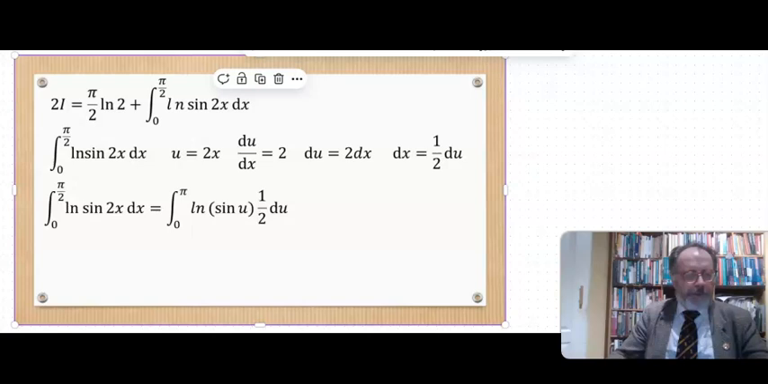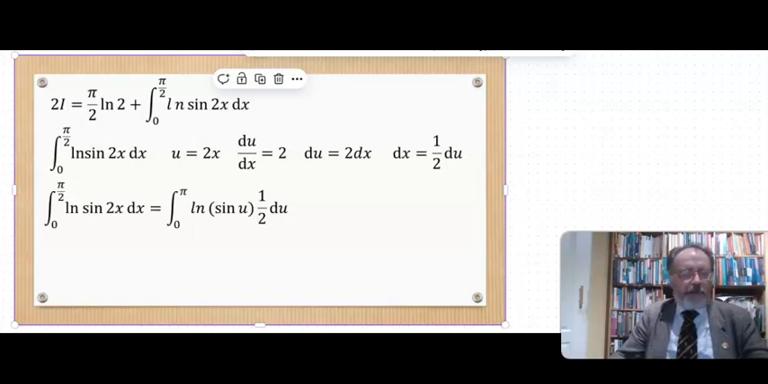And so twice the integral we're looking for once again is pi by 2 ln 2 plus the integral between 0 and pi by 2 of ln sin 2x dx. And the integral between 0 and pi by 2 of ln sin 2x dx, if we make the substitution u equals 2x, as I've shown there, this in actual fact is the most important step of this entire evaluation. We discover du by dx is 2, so that means that dx is half du.